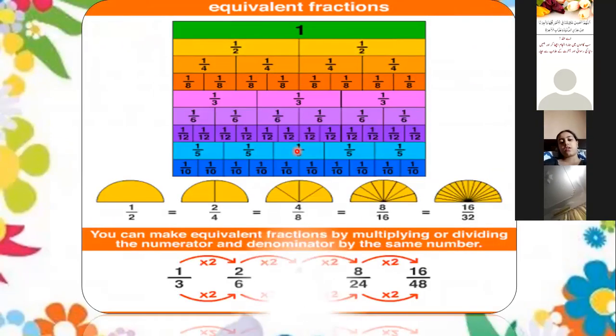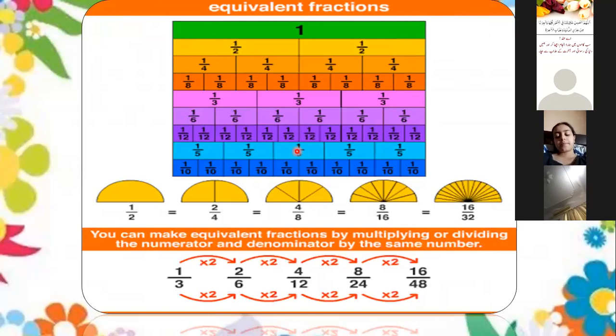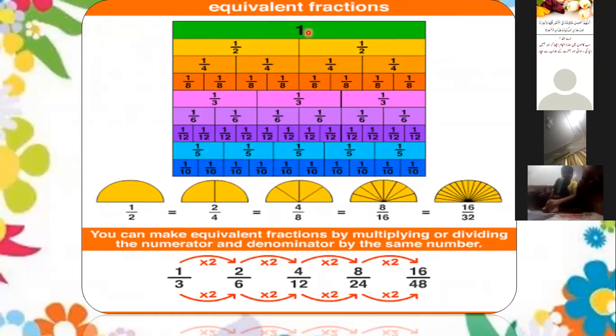Now here we have a shape in the form of a rectangle. This is the one whole part, and we have divided this one whole into 2 equal parts. The proportion of the shape is the same. But now we have divided this one whole into 2 equal parts and each part is called half.